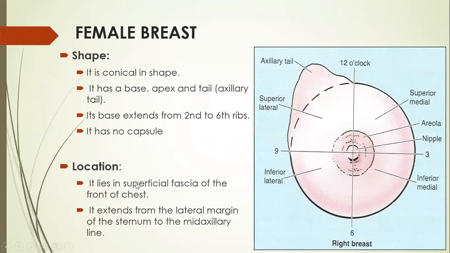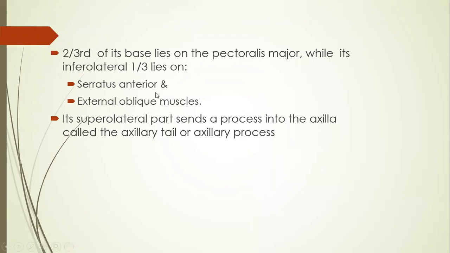Location: it lies in the superficial fascia of the front of the chest. It extends from the lateral margin of the sternum to the mid-axillary line. From the sternum up to the mid-axillary line. So this will be the extension of the female breast.